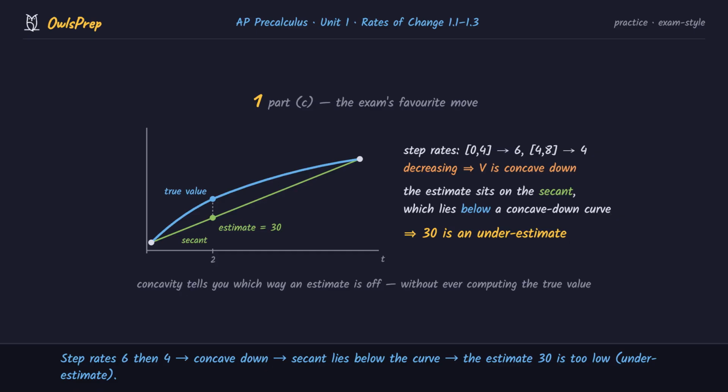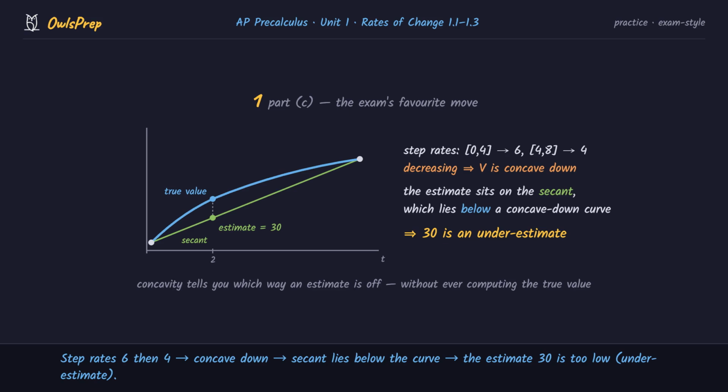Part C. The move the exam loves. Is 30 too high or too low? Look at the rate on each half. From 0 to 4 the volume rises 6,000 per hour. From 4 to 8, only 4. The rates are decreasing, so V is concave down.